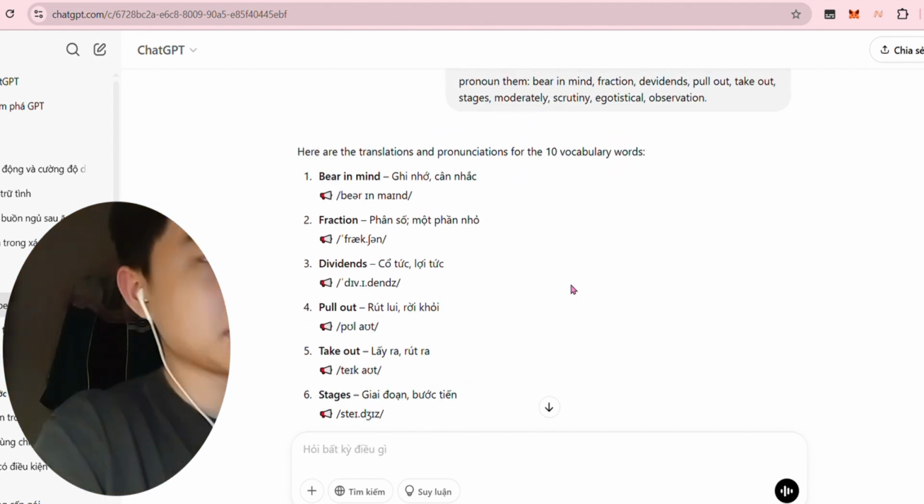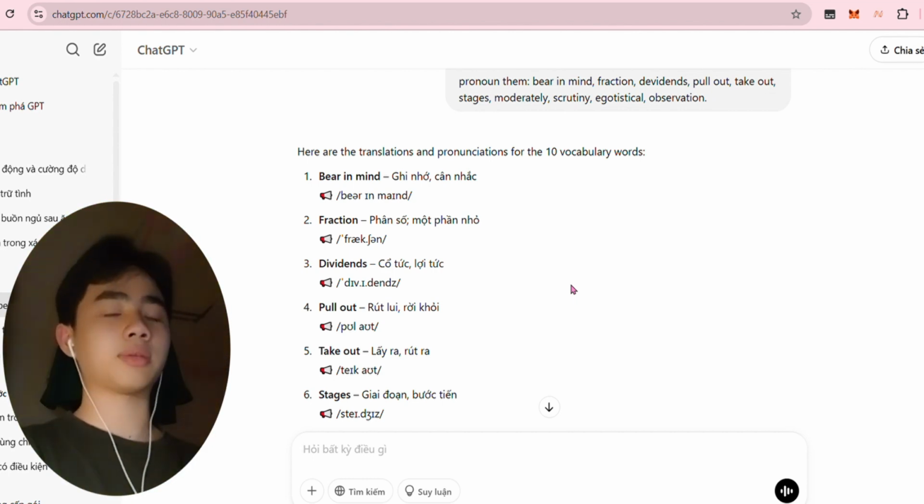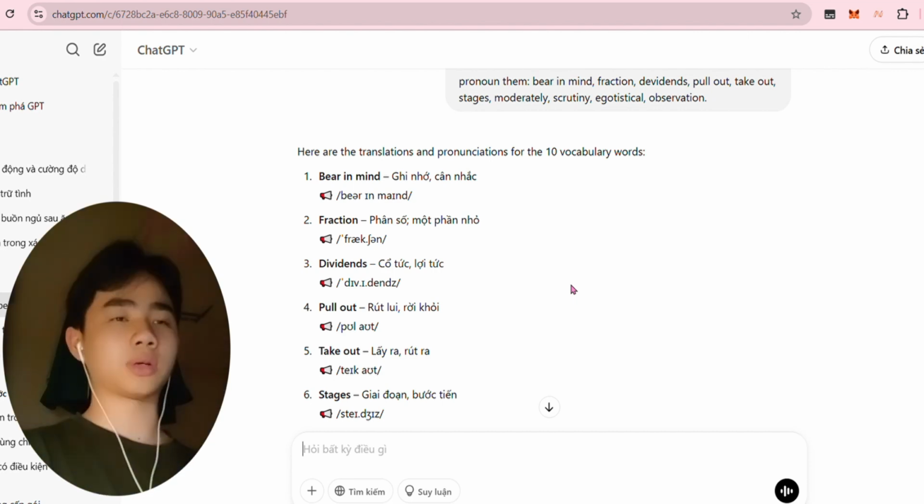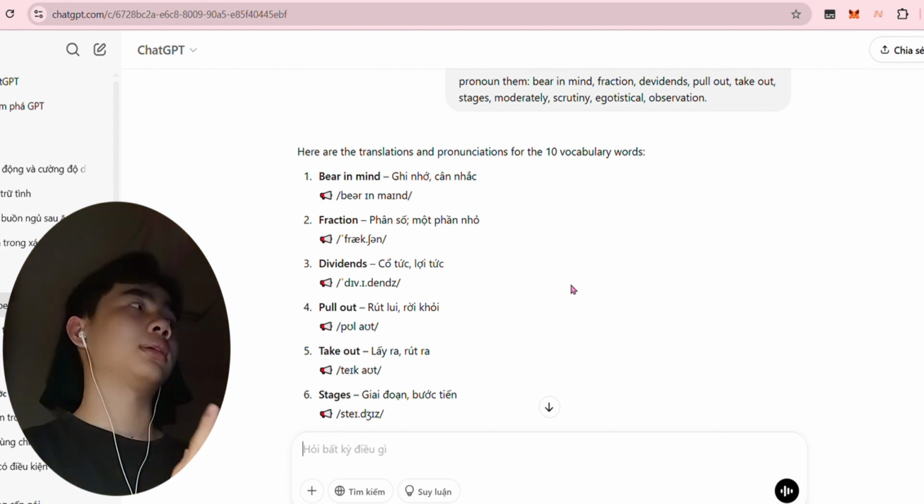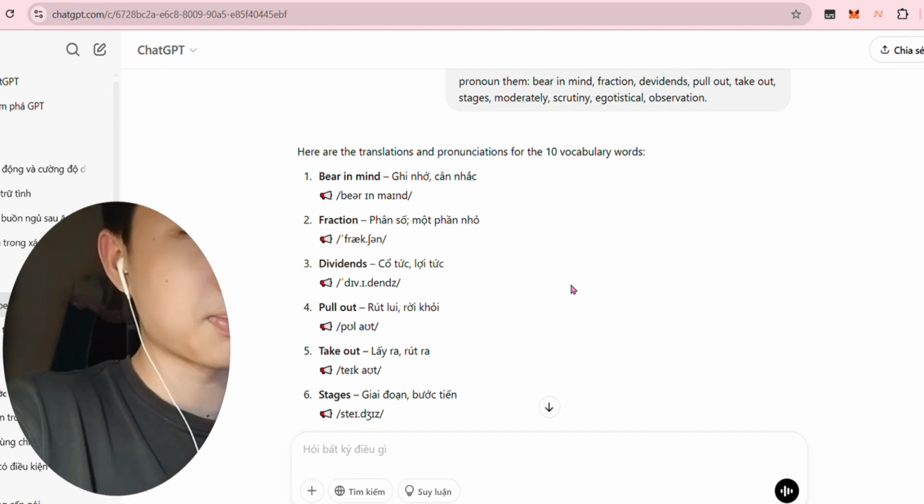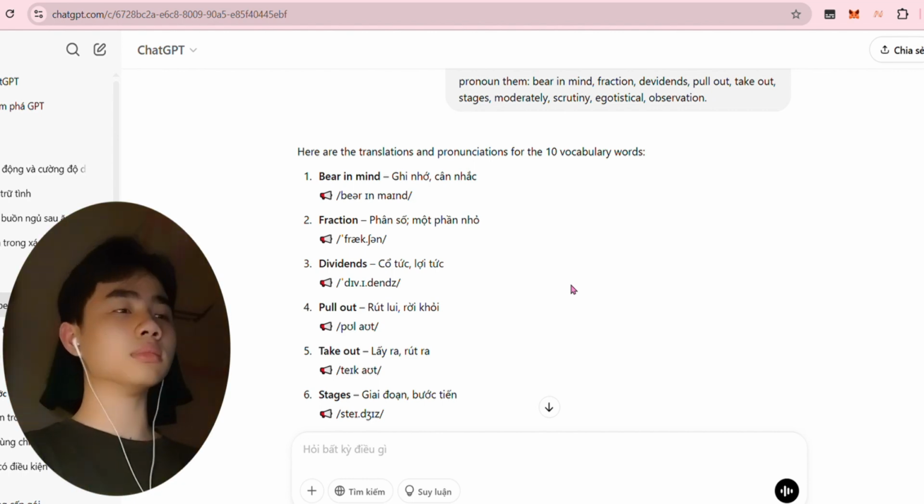So number one is bear in mind. Bear in mind means that you consider something before you do something else, or you remind someone before they make a decision. But you have to have experience before, so you have to have experience and give them advice. It's like just bear in mind about something when they take action, or maybe just bear in mind yourself about something. You have to consider something before you make something. So that's the meaning of bear in mind.